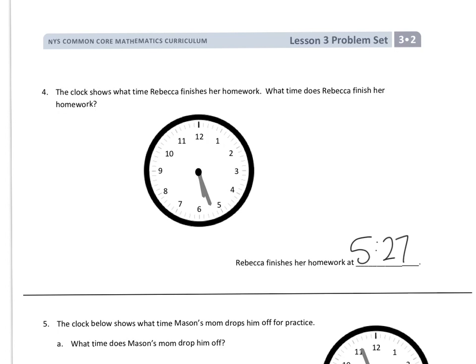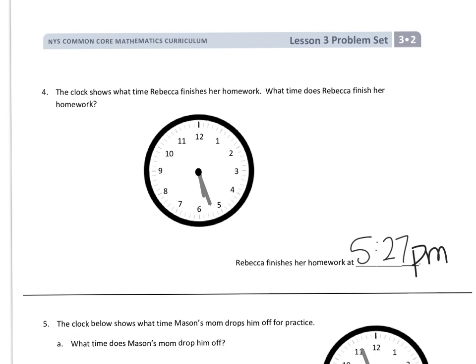If Rebecca was finished with her homework at 5:27 a.m., which would be before a lot of you get up in the morning, or 5:27 p.m., which is like dinner time. I think PM makes more sense. I hope that Rebecca's not up at 5:27 in the morning doing homework. That would be really early.